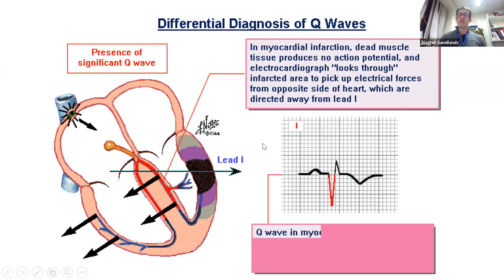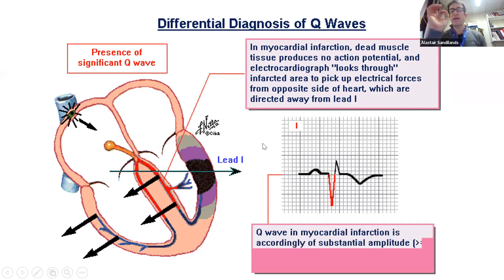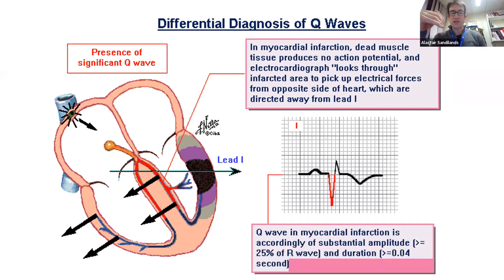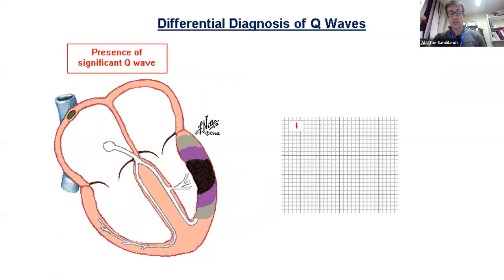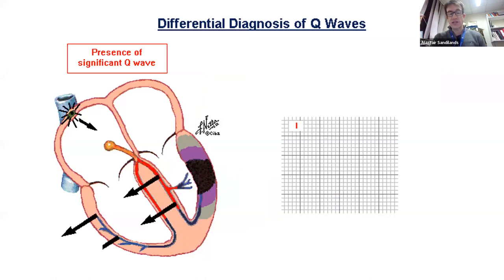Again, Q waves will normally be associated in groups. So if there's an inferior myocardial infarction that's established and hasn't been treated, you'd expect to see Q waves in leads 2, 3, and aVF, which are the inferior wall.